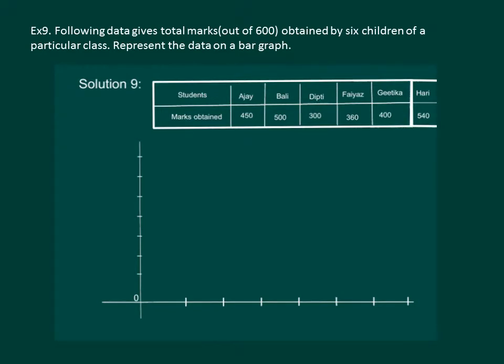Let us read the question. Following data gives total marks out of 600 obtained by 6 students of a particular class. Represent the data on a bar graph.